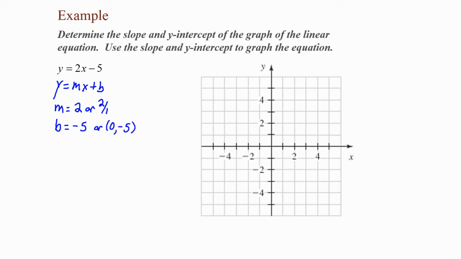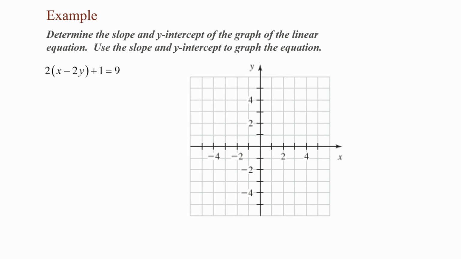Then I want to plot (0, -5) on my graph. From there, I want to use my slope and rise up 2 and run over 1. And now I'm ready to put my second dot. I can draw my line at this point, or I can continue to use the slope to find additional points. Once I have as many points as I want, I can draw my line. So now I've graphed the equation y equals 2x minus 5.